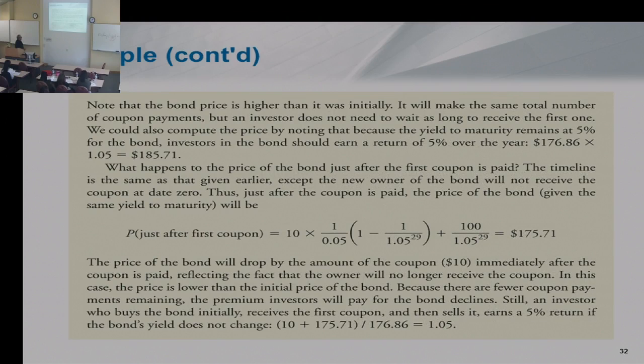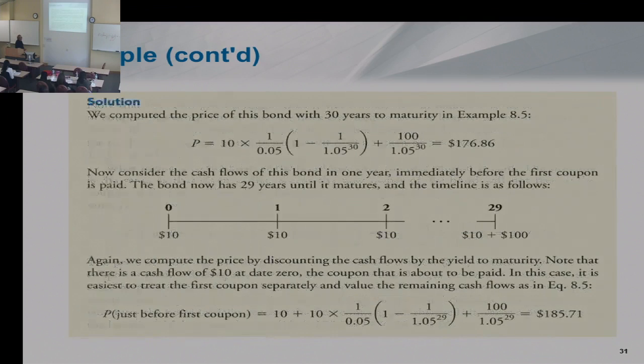So just after the first coupon, we've got a 29-year annuity of $10 and $100 in 29 periods' time. That gives $175.71, which is of course $10 less than $185.71.